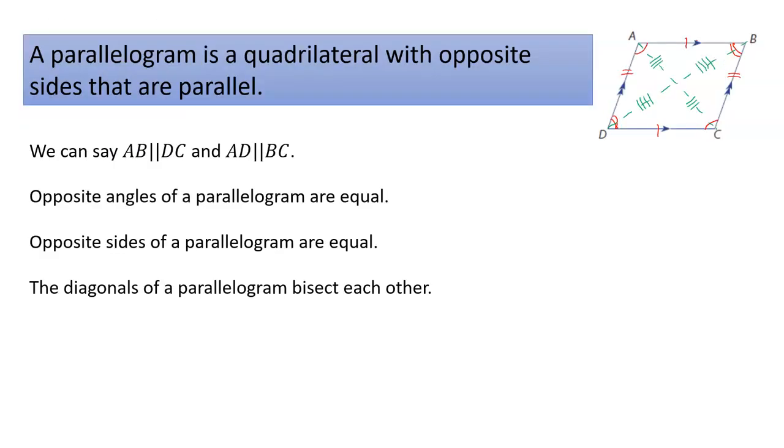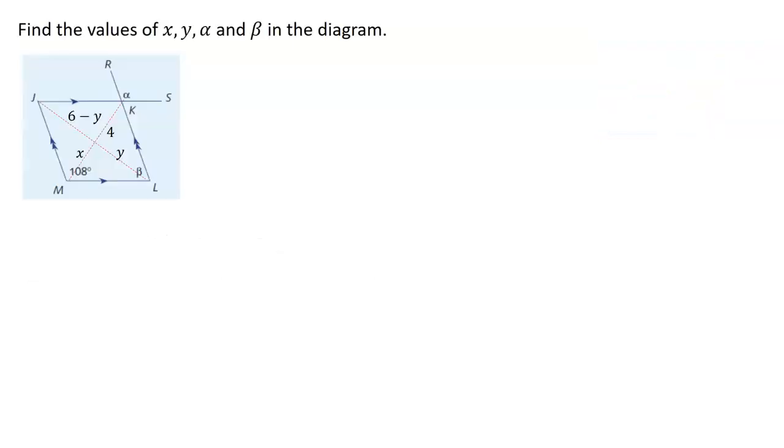Okay, so now we're going to use these properties to solve problems. While we're solving these problems, we need to make sure we're giving reasons for each step. So I need to find the values of all of the different pronumerals in this diagram. I'm going to start with the angles. So this angle here, alpha, is vertically opposite this angle here. This angle here is opposite in the parallelogram 108.